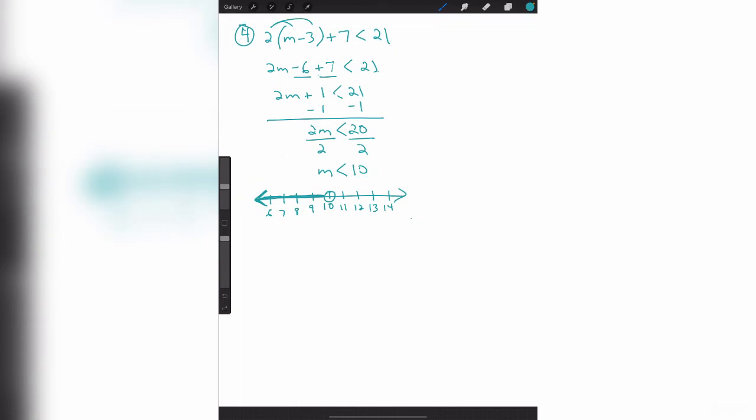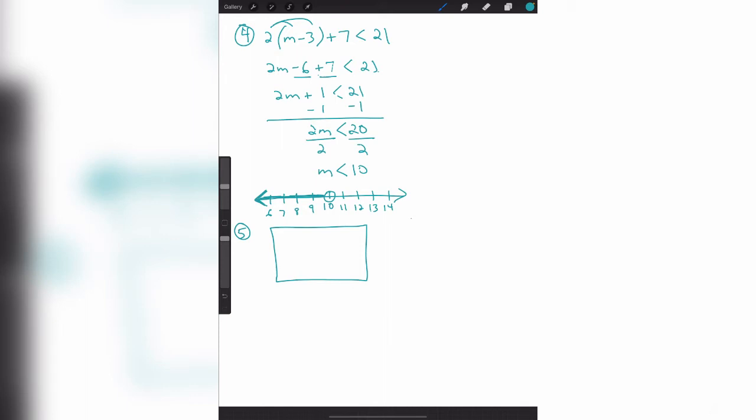All right, number 5. Number 5 says solve each problem by writing an inequality. All right, so I'm going to write an inequality. The length of a picture frame is 3 inches. So I know I'm dealing with a picture frame, so I'm just going to imagine that I have a picture frame. The length of a picture frame is 3 inches greater than the width.